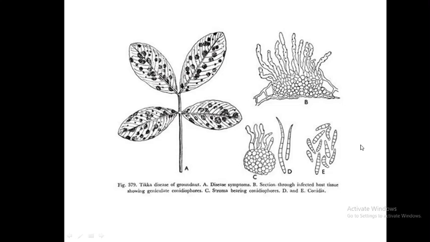The mature conidia detach from the conidiophores and are carried by the wind. When they fall on another suitable healthy plant of groundnut, they germinate by putting out a germ tube. The germ tube enters into the host tissue through the stomata. It grows further and develops into a new mycelium of Cercospora. Here, this is the reproduction of Cercospora.